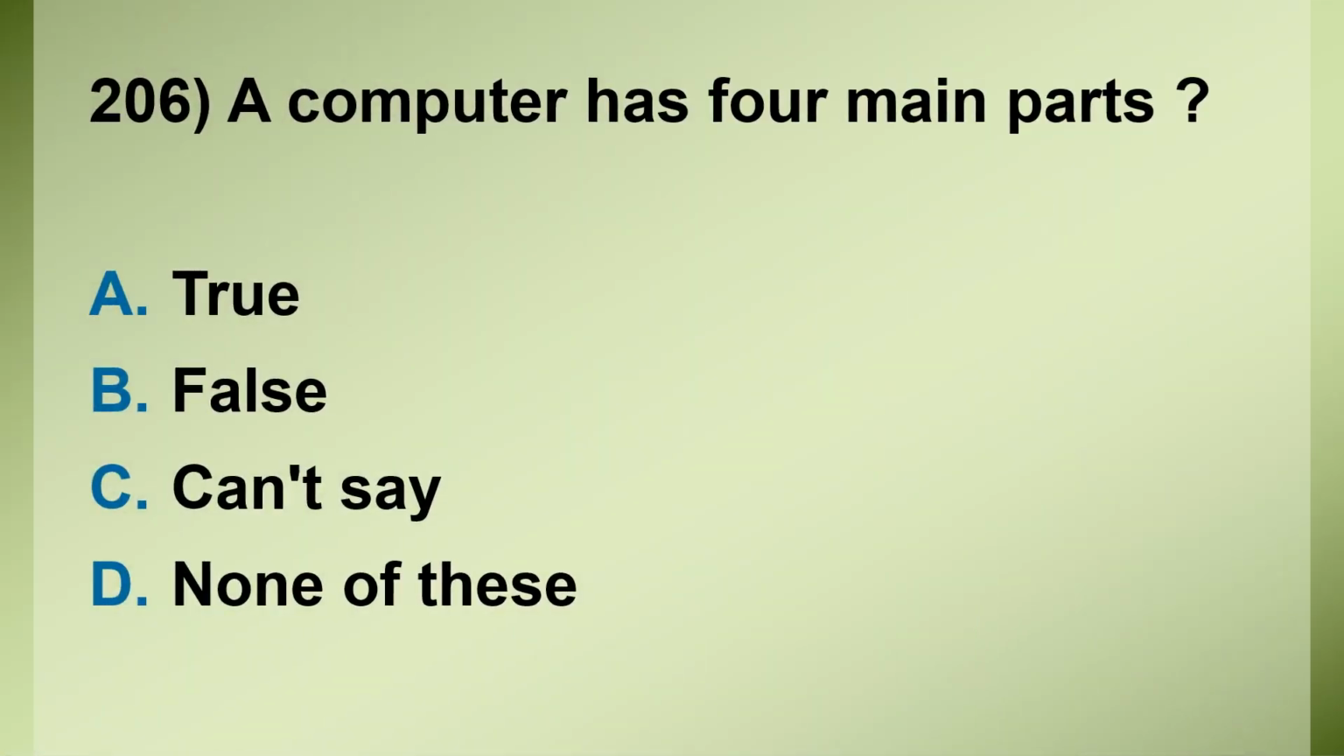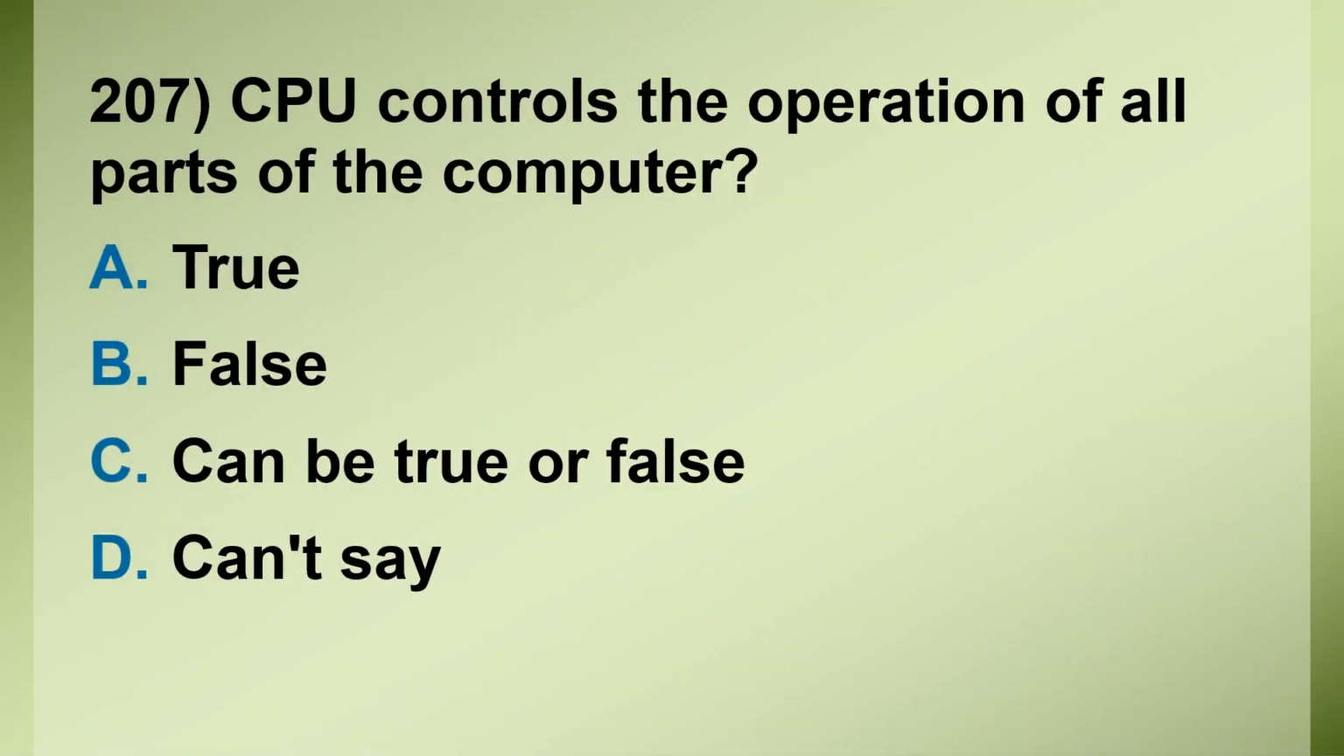A computer has four main parts. Is it true or false? That is true. Okay. CPU controls the operation of all parts of the computer. That is true.